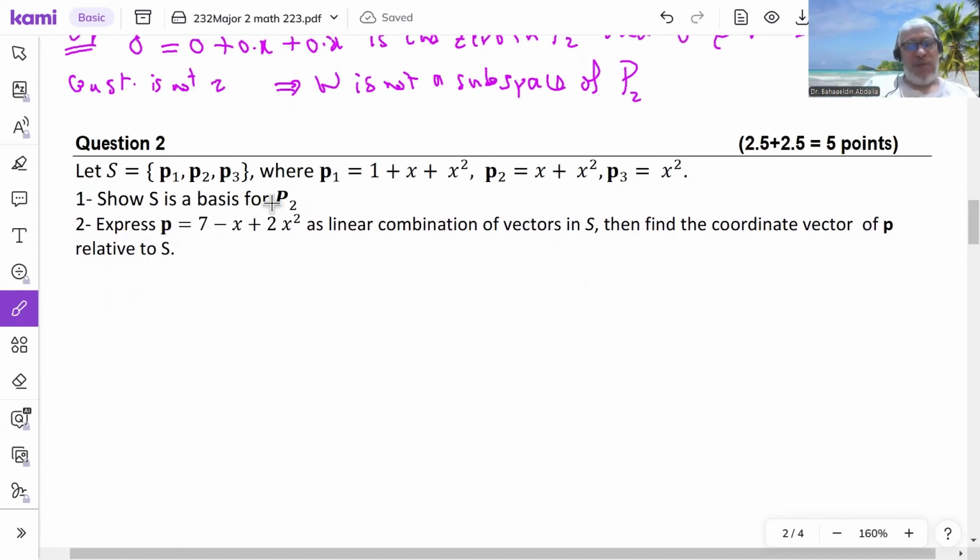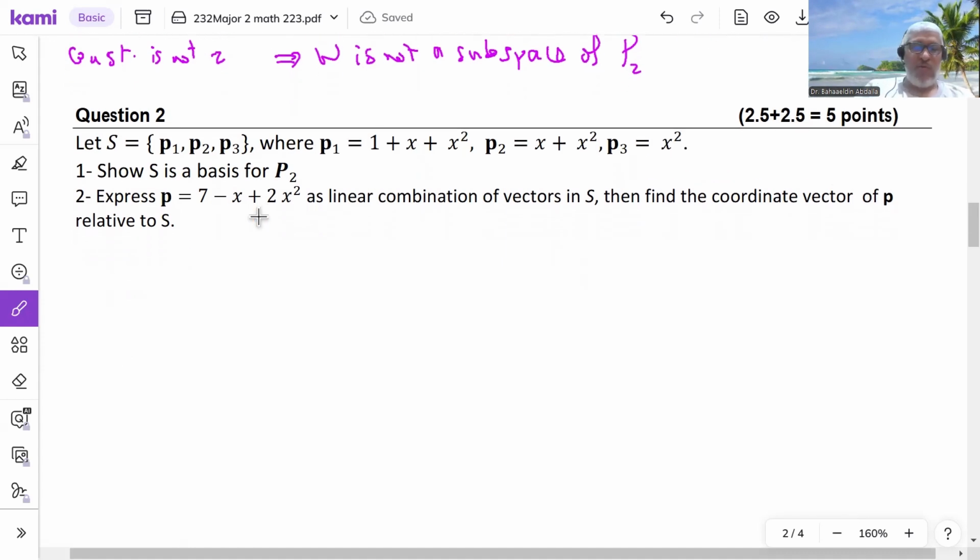Let S consist of these three polynomials P1, P2, P3. Show that S is a basis of P2, the same P2, the set of all polynomials of degree less than or equal to 2. Now we know that the dimension of P2 is 3.